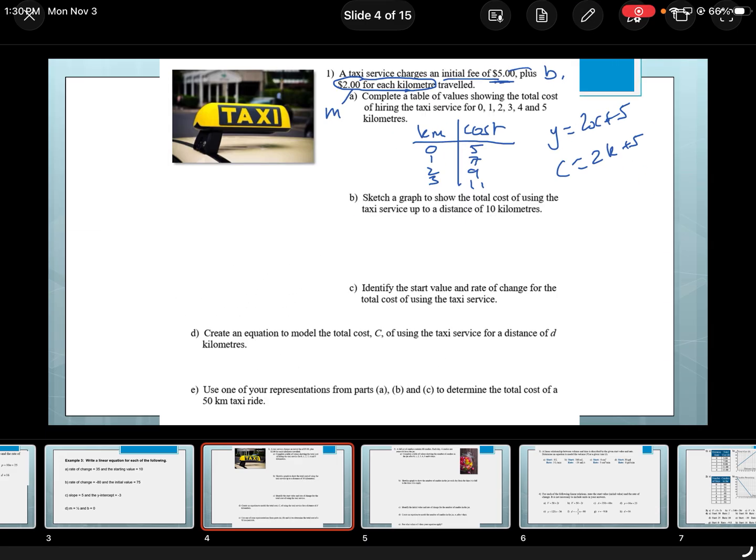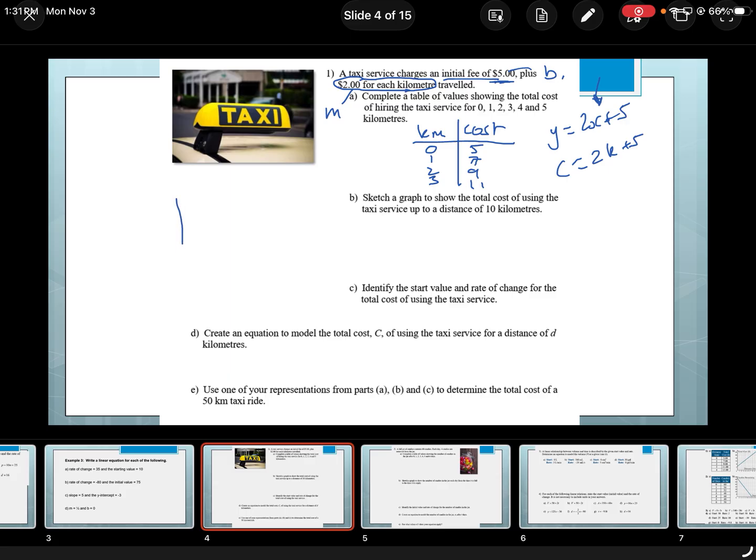Sketch a graph to show the total cost of using a taxi for a distance of 10 kilometers. We know that 10 kilometers is going to be, well, if you keep adding $2, you would get to 25. But even if you weren't entirely sure, you could just put 10 into here, couldn't you? So it'd be 2 times 10 plus 5. So we know it's going to be 25 for the 10 one.